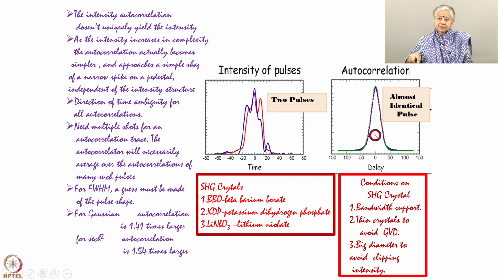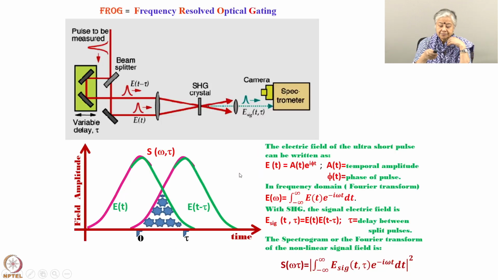a nice looking simple symmetrical pulse. From this I can only judge the full width half maximum of this pulse. But I am really not getting these peaks, this shape; it's not reflecting here at all in my autocorrelation pulse. In fact they look like two identical pulses. So, there is a limitation to this autocorrelation technique.